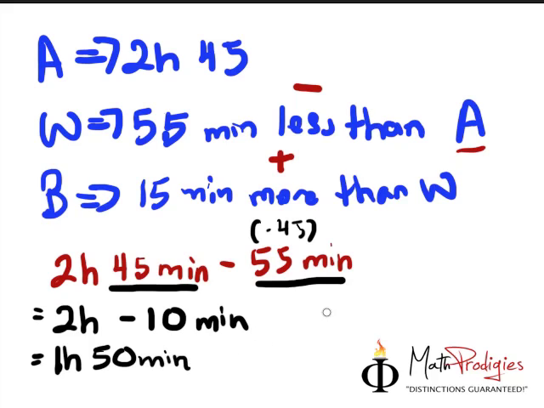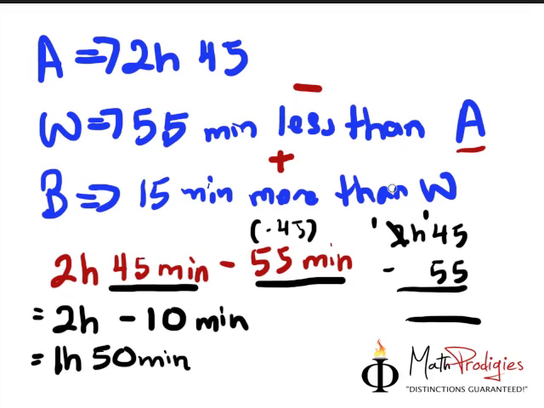Now, why can't we do it like the normal way of subtracting? Take a look at this. 2 hours 45 minus 55. You just can't do it. If you take out the 2 and you put 1 and then you put 10, that's wrong. Why is it wrong? Because what happens is you are adding 100 minutes and there is no 100 minutes in time. In 1 hour, there's only 60 minutes.